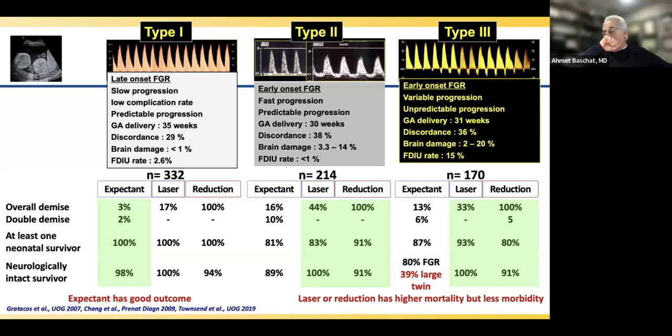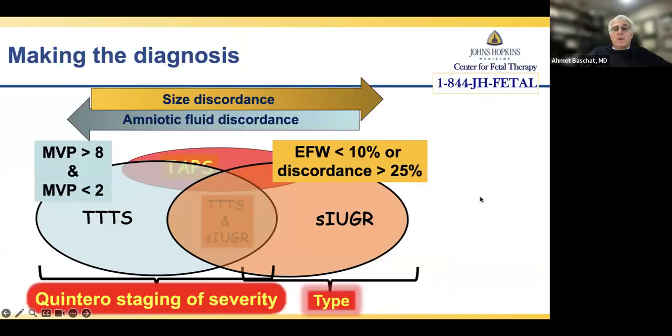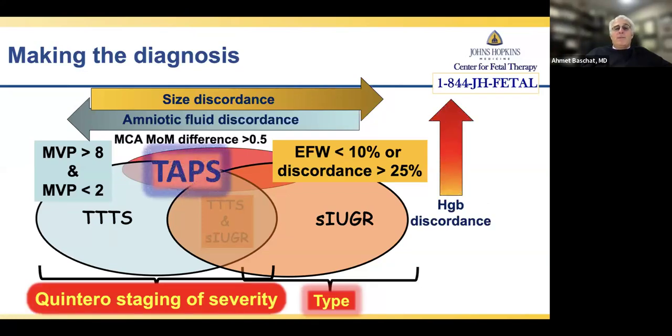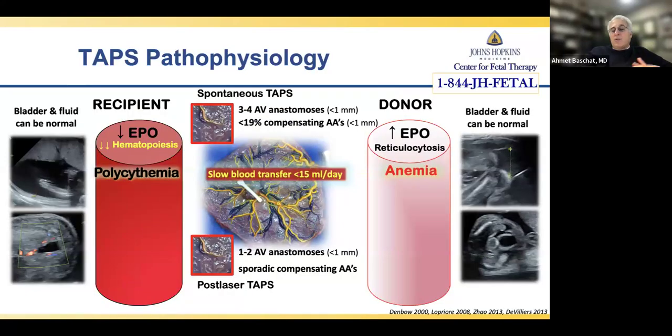And in the laser, the co-twin mortality can be 50 to 60%, but the morbidities are reduced. And that's why many parents, particularly if this kind of type 3 or type 2 IUGR is established early on in pregnancy, will consider the option of selective twin reduction. Now, if your main issue is MCA discordance, then you make the diagnosis of TAPS.